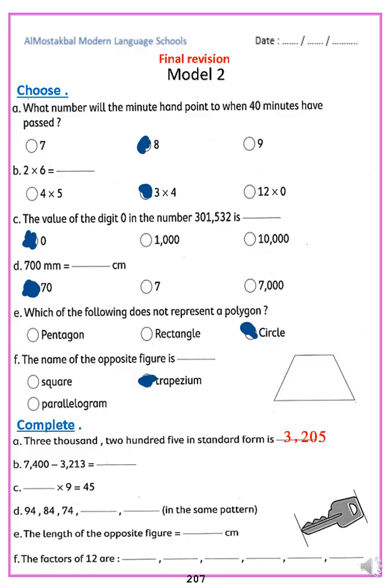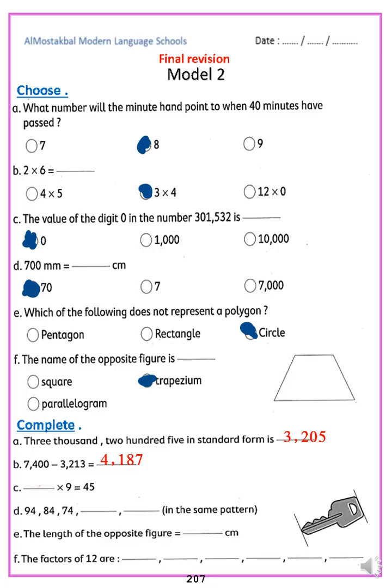The next question, 7,400 minus 3,213 equals 4,187.